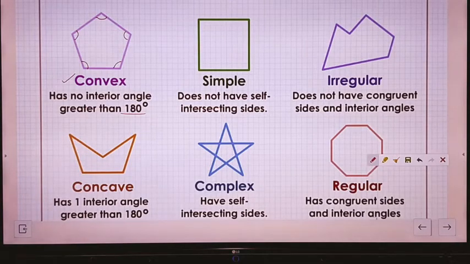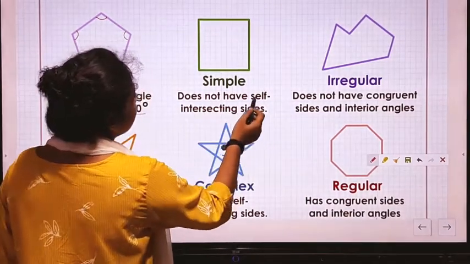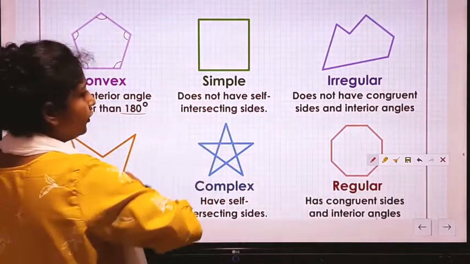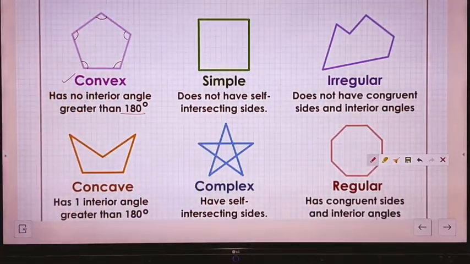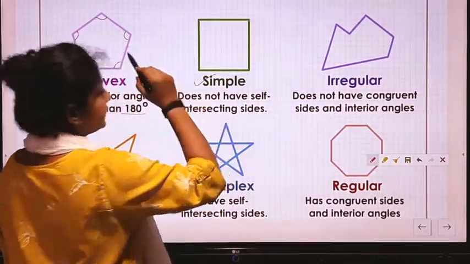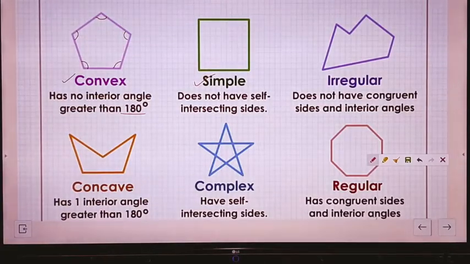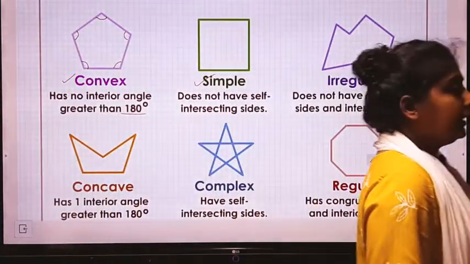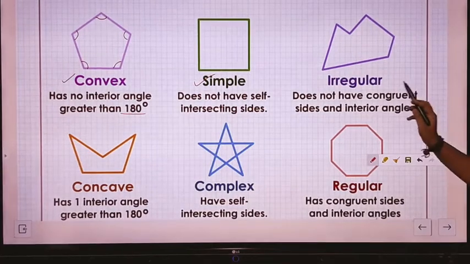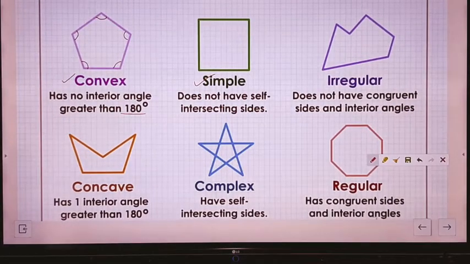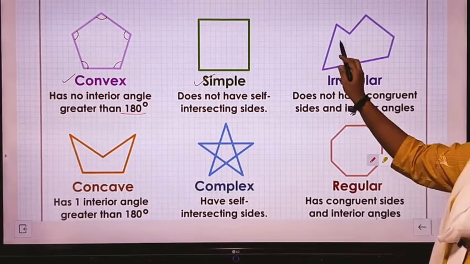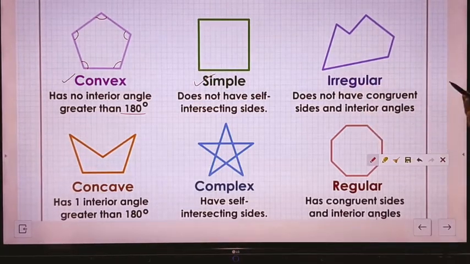The next we have a simple curve. A simple curve does not intersect its side. Okay, if a curve is a closed curve and no sides intersect each other, then it is known as a simple curve. Then we have irregular curve. An irregular curve does not have congruent sides and interior angles. Okay. That means the sides are not equal and also there is no proportion within the angles. So this is known as an irregular curve.